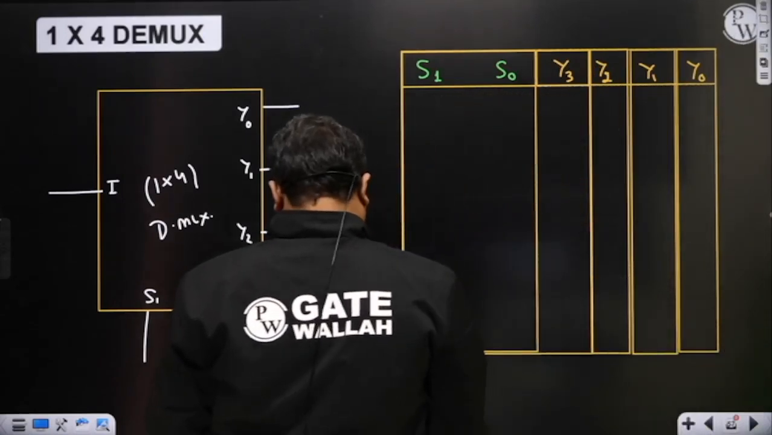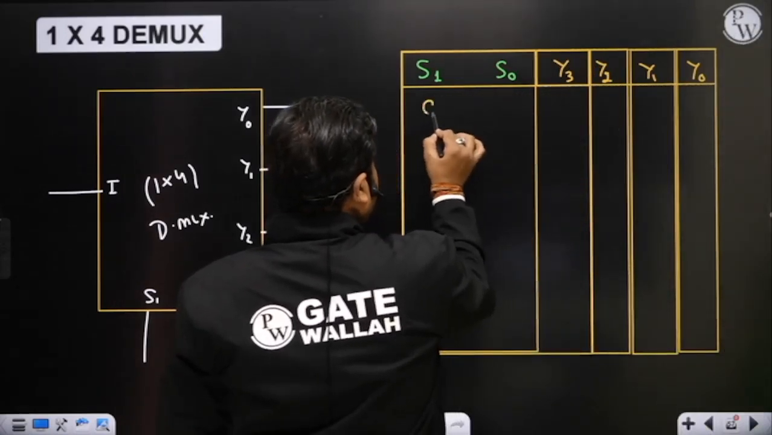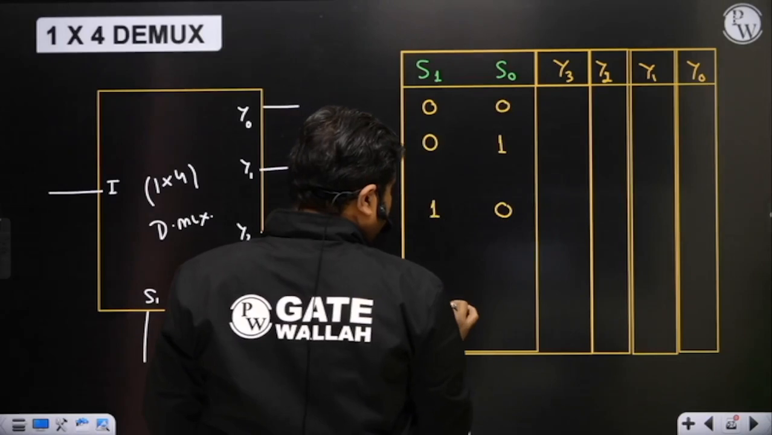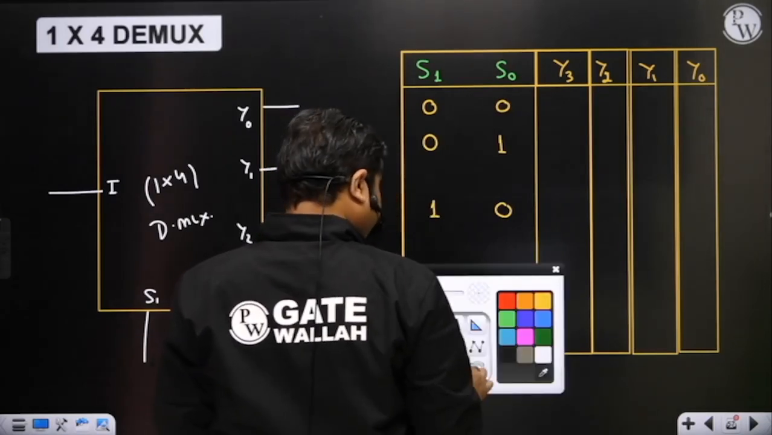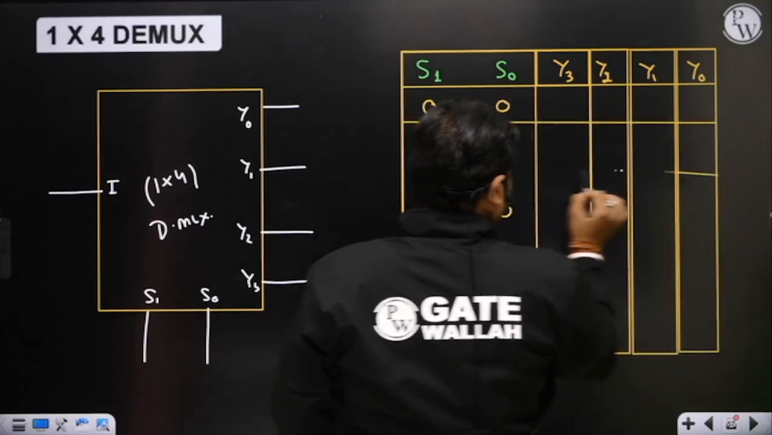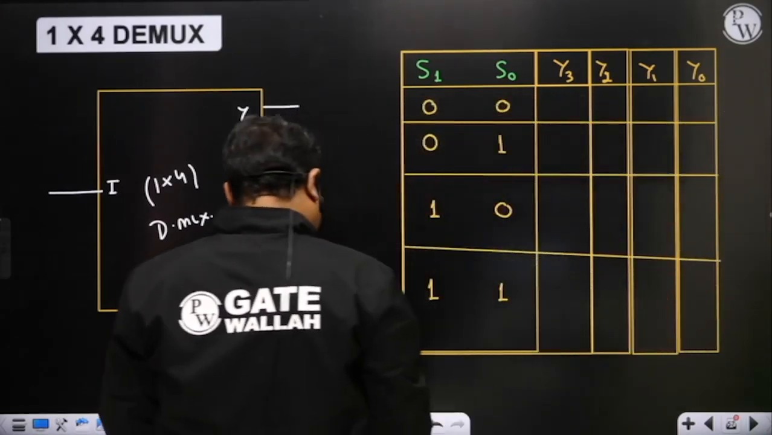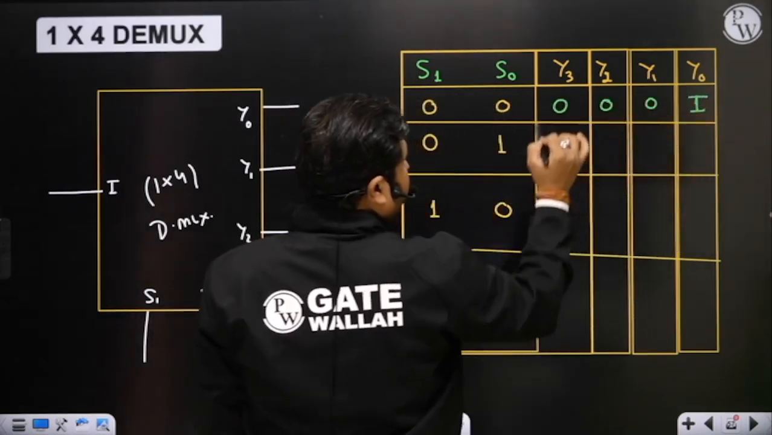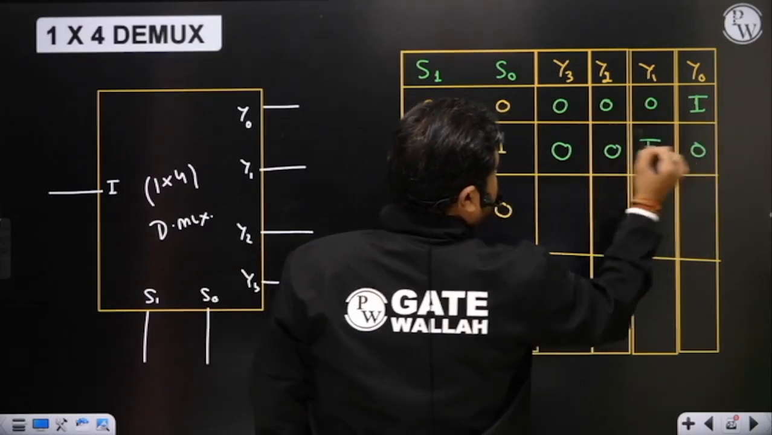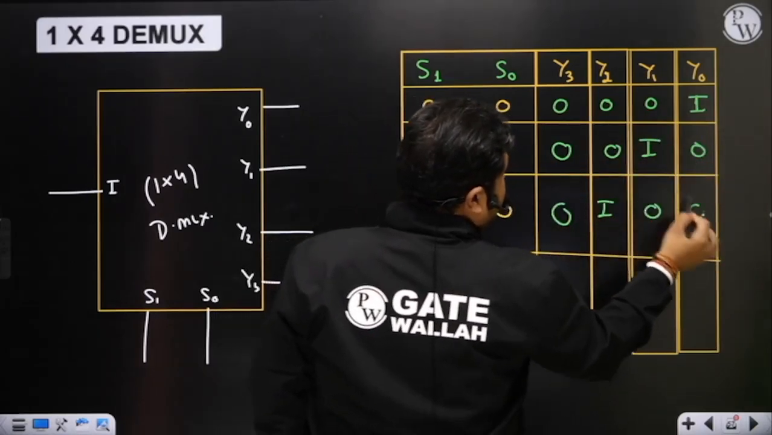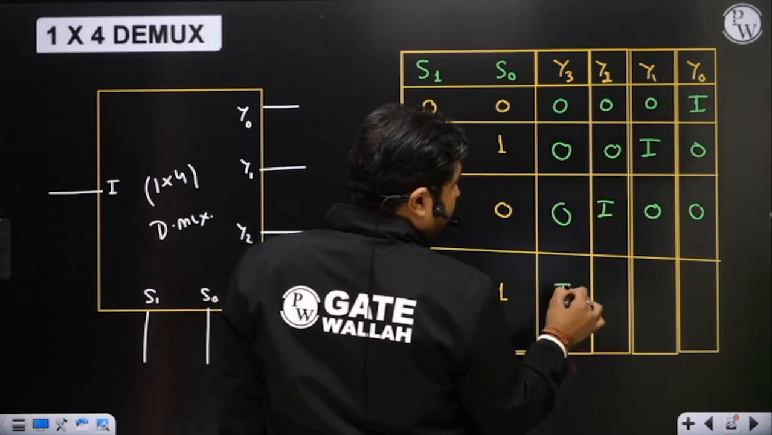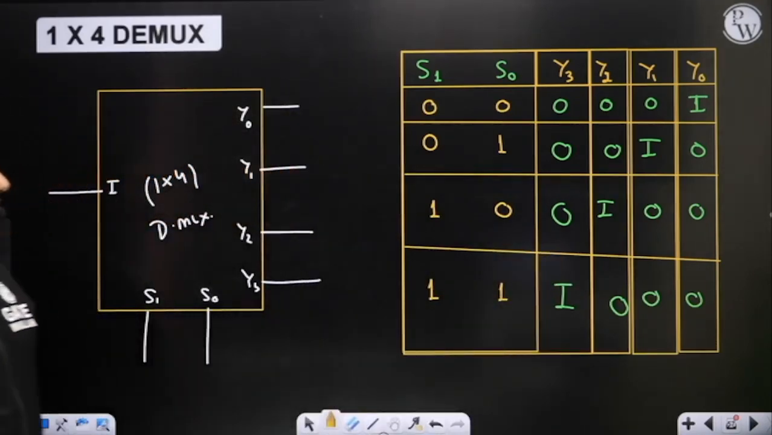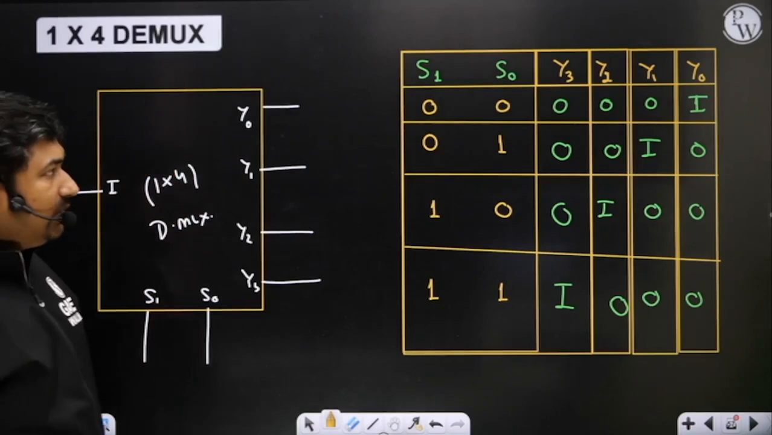Okay, sir. Now please observe here. With S1, S0, how many possibilities? 00, 01, 10, 11. Total 4 possibilities, sir. Great. Now, input I is transferred to output Y0 and the rest are all 0. Input I will be transferred to Y1, rest all are 0. Input I will be transferred to Y2, rest all are 0. Input I will be transferred to Y3, rest all are 0. So from this truth table, we can write the logical function for Y3, Y2, Y1, Y0.